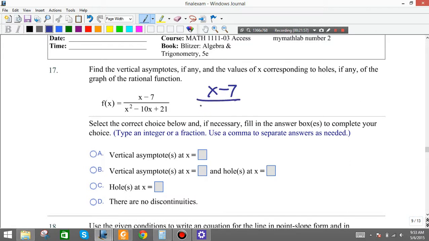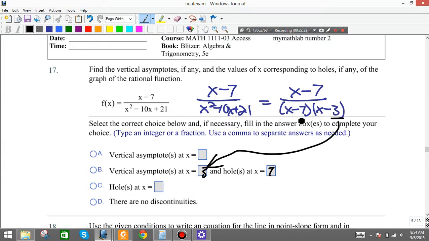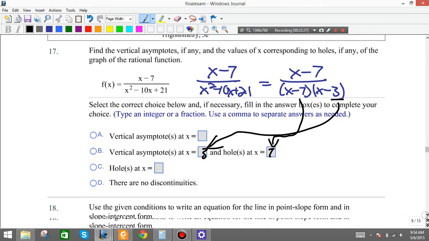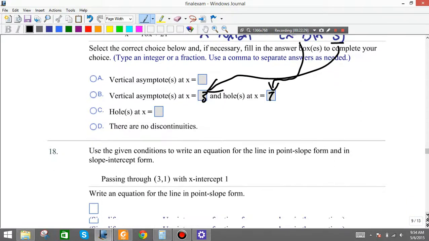x minus 7 over x squared minus 10x plus 21. You can factor that as x minus 7 over x minus 7 times x minus 3. That's factoring the denominator. Notice that you can cancel out the x minus 7s. That means that there's a hole at 7, and there's a vertical asymptote at x equals 3. A hole is where you can cancel.